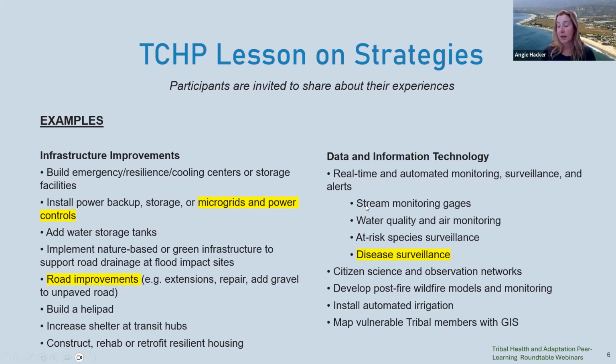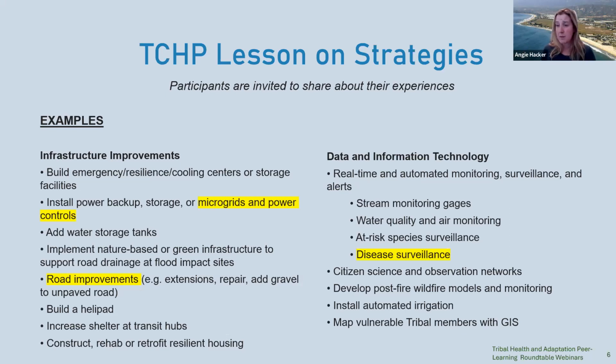And so it might look like installing new stream monitoring gauges and having that automatically populate information into some kind of a portal that's publicly accessible. Or you probably are already all doing water quality and air monitoring. Some of you I know are doing at-risk species surveillance. That's all data gathering, and in some cases, if you can connect it to a portal, it turns into IT. Disease surveillance, we see a huge uptick in what this looks like since COVID, and we'll talk a little bit about that on my next slide.